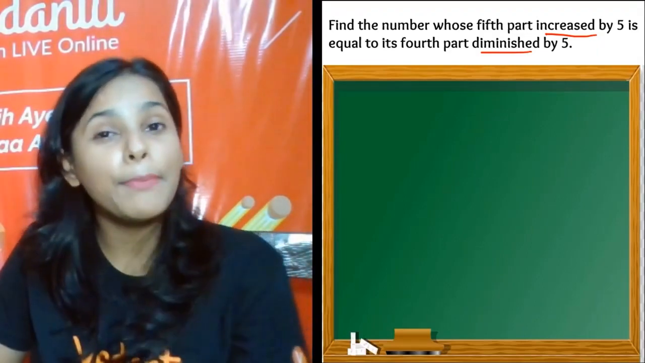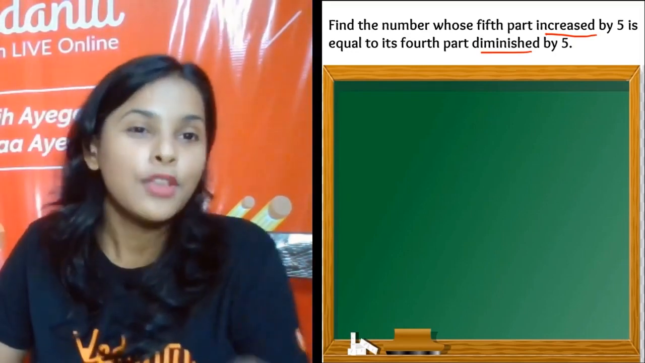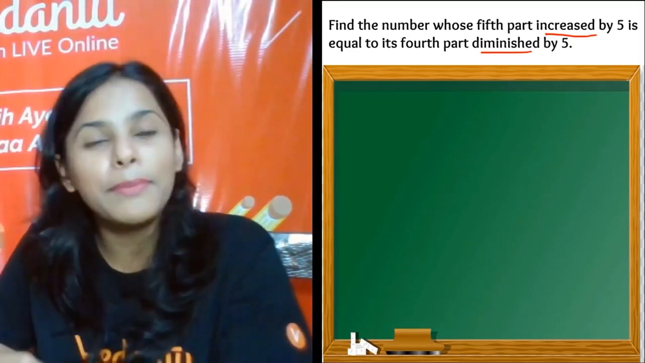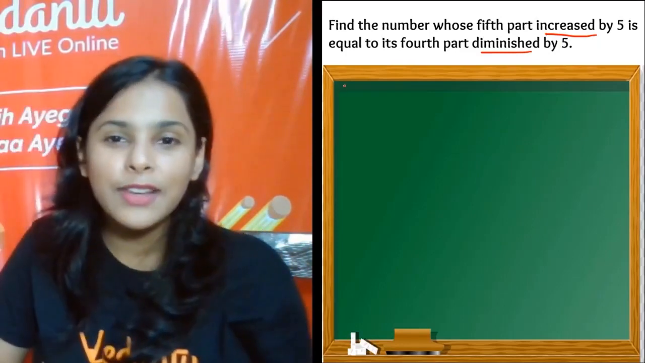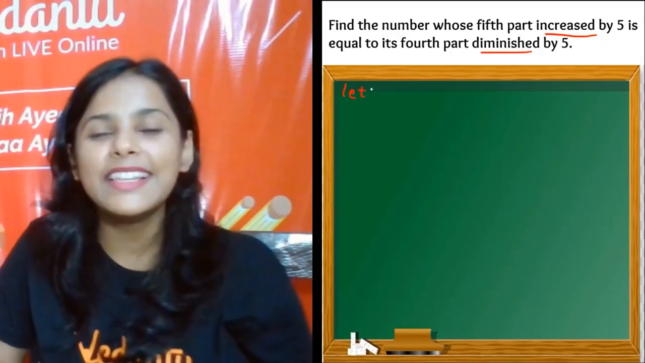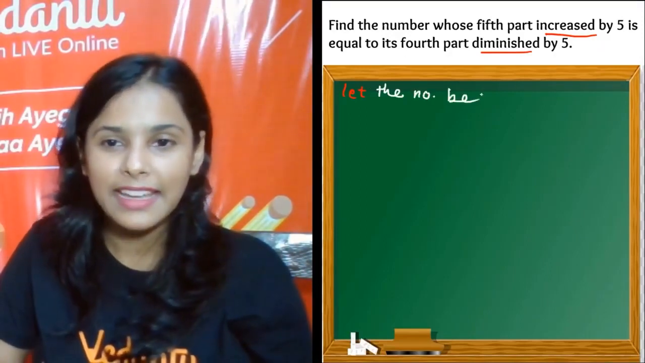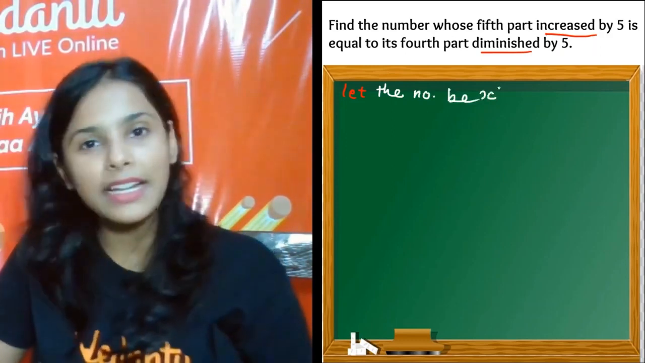Now the number which is being increased or diminished is not given to you. So now let that number be x. Okay, so let me take a white color pen. So let the number be x. Let us assume it is x.